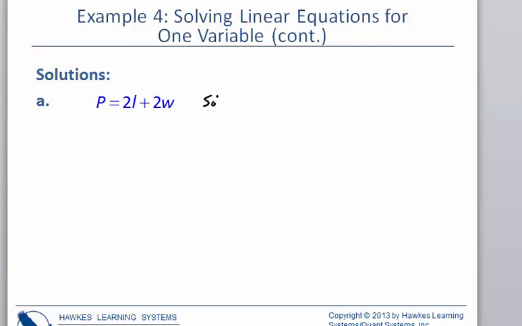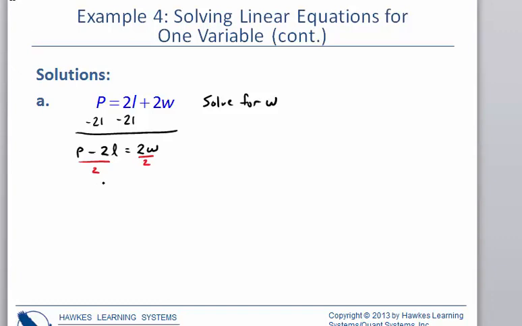So solving for W means that I want to get the W by itself on one side. So let's go ahead and get started by subtracting the 2L from both sides. And so we have P minus 2L is equal to 2 times W. And then we want the W by itself, so we need to get rid of this 2 in front of the W. We can get rid of that by dividing both sides by 2.